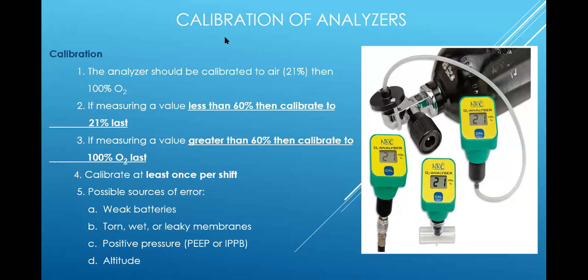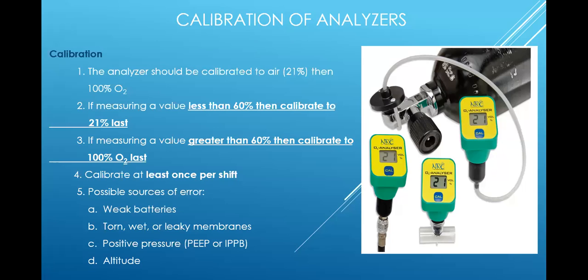Calibration of these analyzers. The analyzer should be calibrated to room air and then to 100%. That's the first calibration. When I pull the calibrator out of the box for the first time, or for the first time in a shift or whatever, I need to calibrate it to 21% first, right? So I take the calibrator, hold it up into room air, and make sure it says 21.